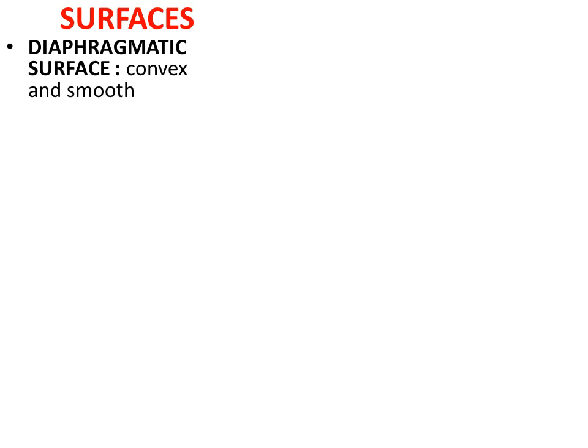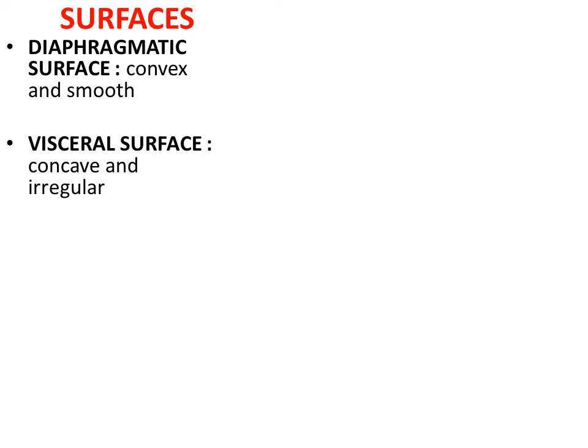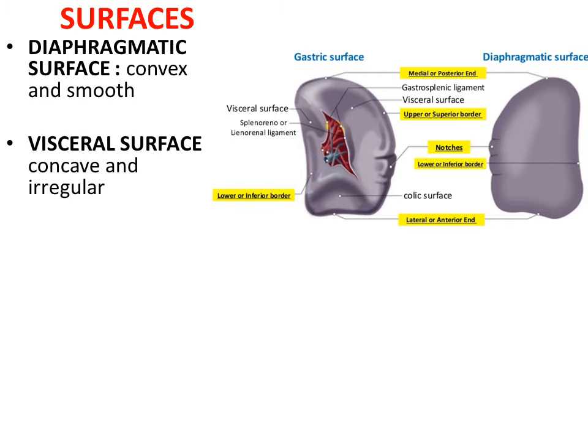Now coming to the surfaces. Now see surfaces, two surfaces are there. One is the diaphragmatic surface, that is convex and smooth, and another is the visceral surface, which is concave and irregular. Now see both the surfaces again. This is visceral surface, which is concave and irregular, right? And this is diaphragmatic surface, which is convex and smooth.